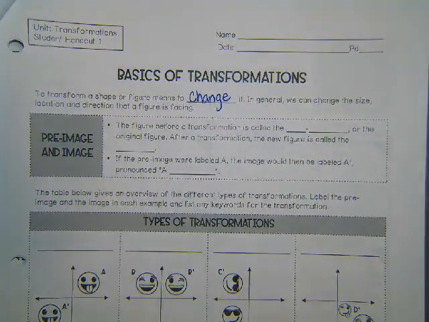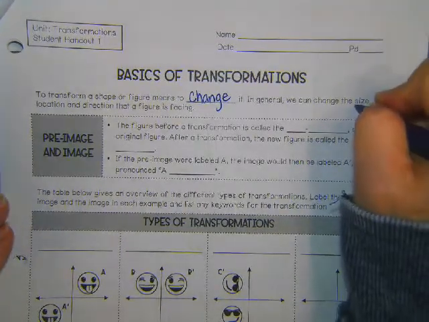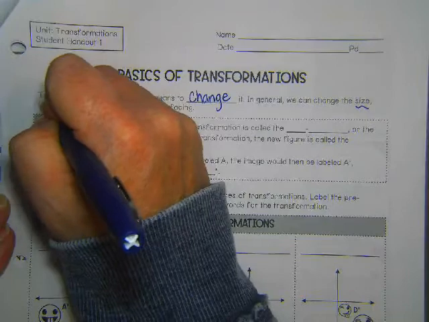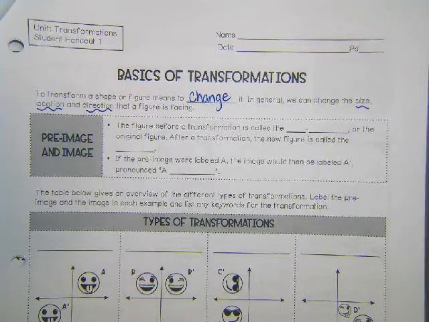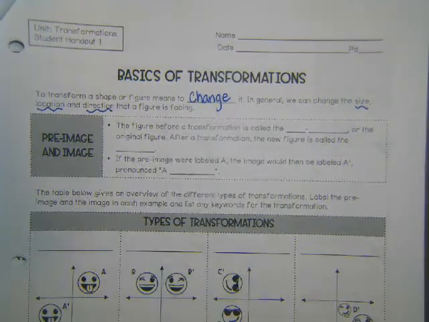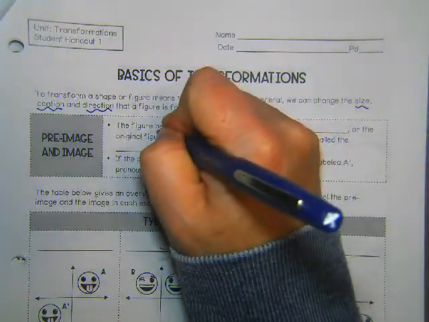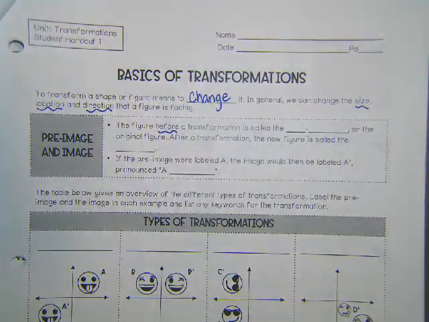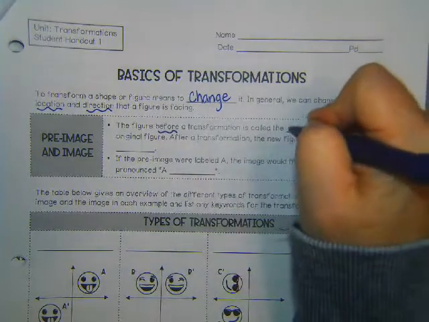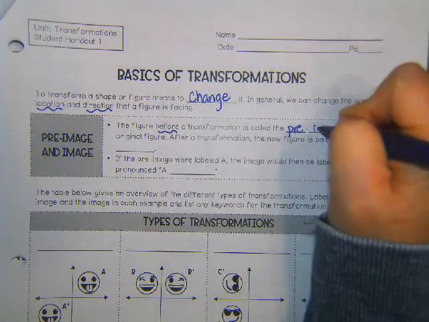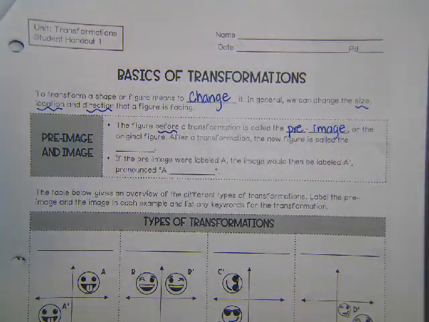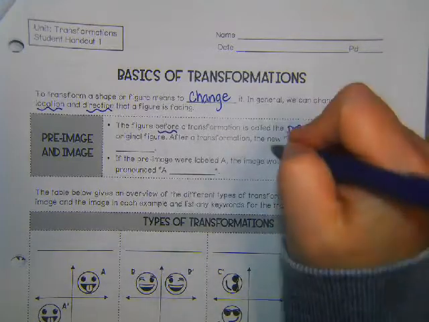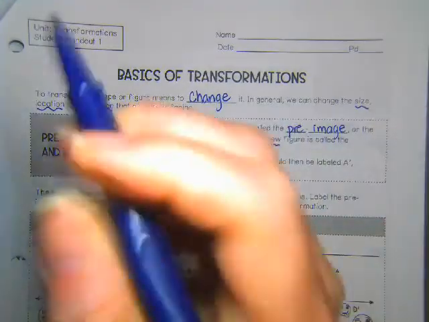In general, we can change the size, location, and direction. So these are the 3 things. We change the size, the location, and the direction of the figure. The pre-image and the image. The figure before, so this is important right here, the figure before a transformation is called the pre-image, or the original figure. After a transformation, the new figure, so the new one, is always called the image.